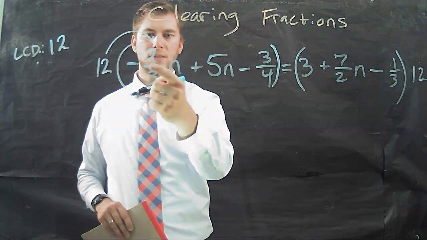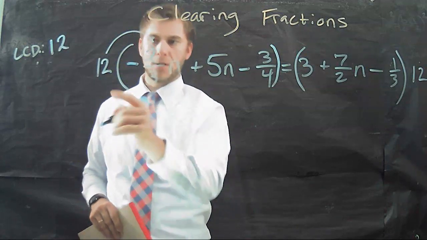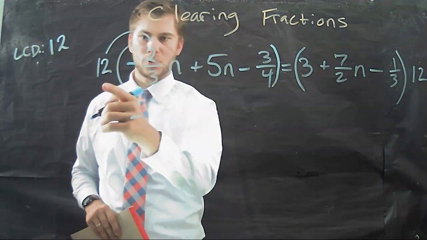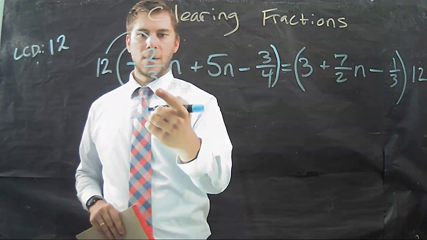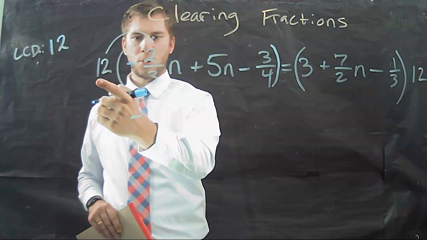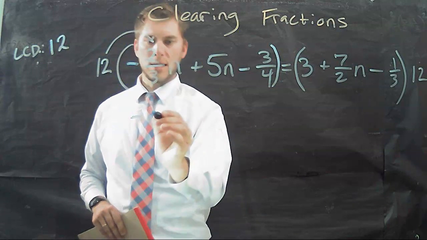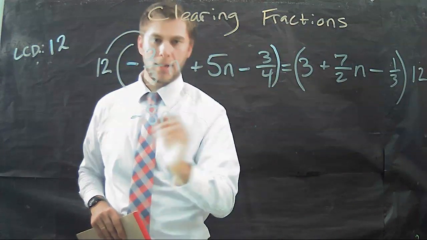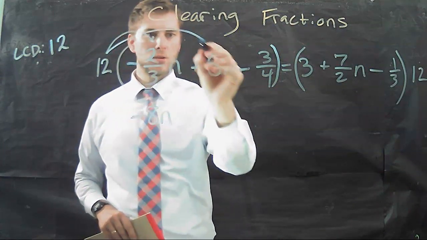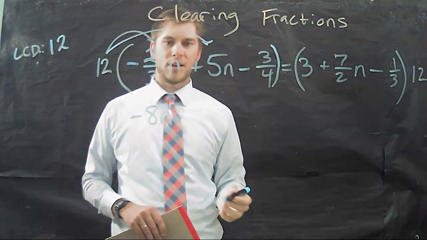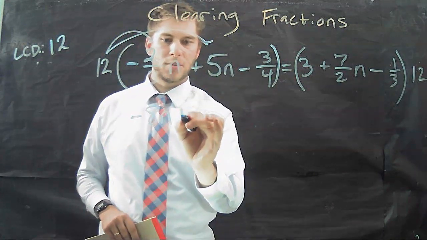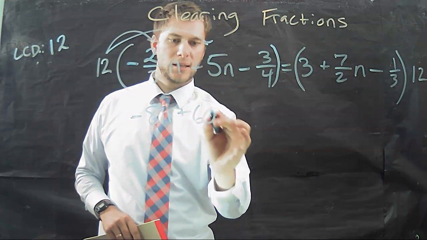So 12 times negative 2/3 n. Well, first of all, I know this is going to stay negative because I'm doing 12 times a negative number. And how many times does 3 go into 12? It goes in 4 times. Times 2 is 8. So I get negative 8n. Let's do 12 times 5n. Well, 12 times 5n is going to be a positive 60n.